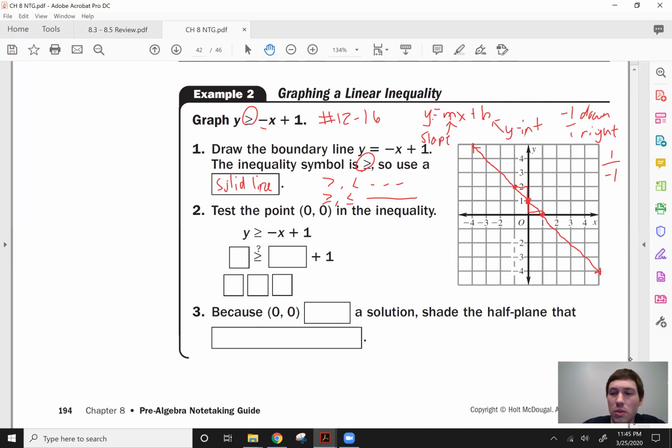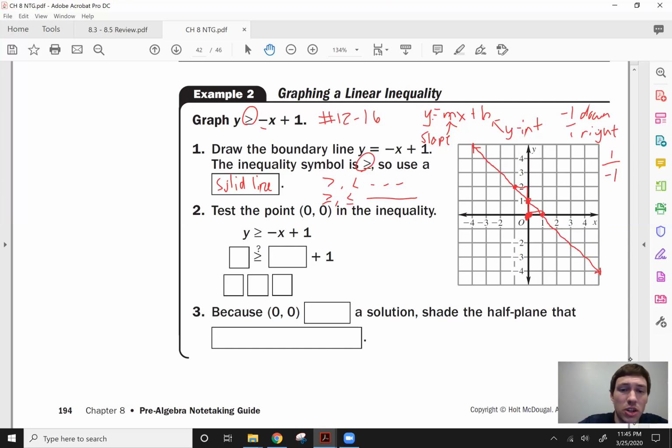Now, in this case, we're going to test this point, because plugging in zeros is a lot simpler than plugging in other numbers. So if this point here is true, that means everything else here is true. However, if this is false and that makes the statement not true, it means none of this is true, which means all of this will be true. So we're going to see which one it is.